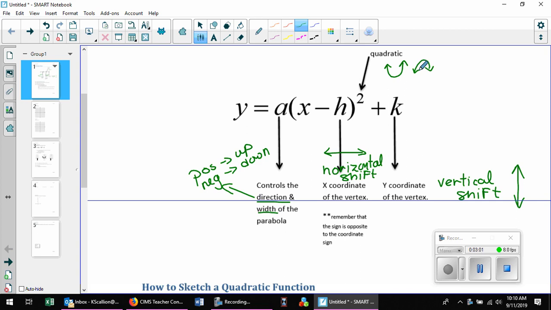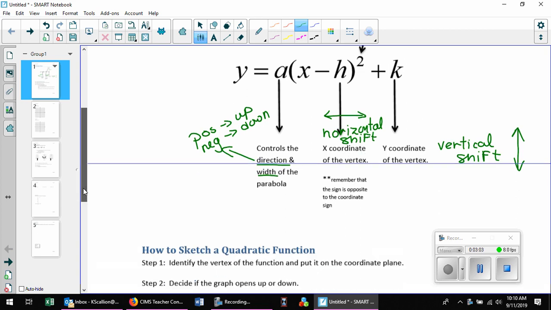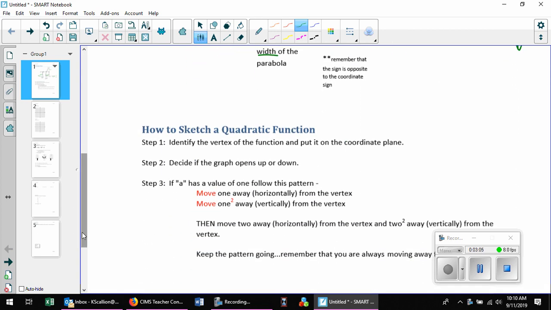All right. So, how to sketch a quadratic function. Identify the vertex of the function and plot that point. Decide if the graph opens up or down. You guys are smart people. So step 3, I'll give you the easy step 3.